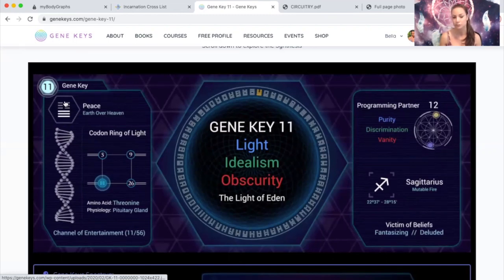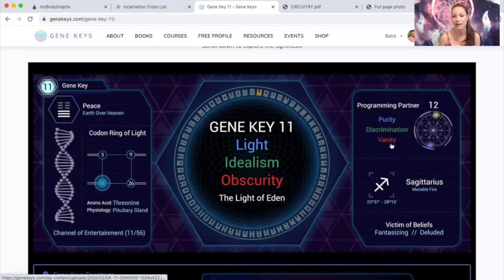So that's also just the geometry in the I Ching. So we see obscurity and vanity go together, idealism and discrimination, purity and light. We also know that 12 is the stop codon, and this is one of the 3 trials. We have the 12, the 33, and the 56. So what's coming in as well this week is that it's kind of that trial.